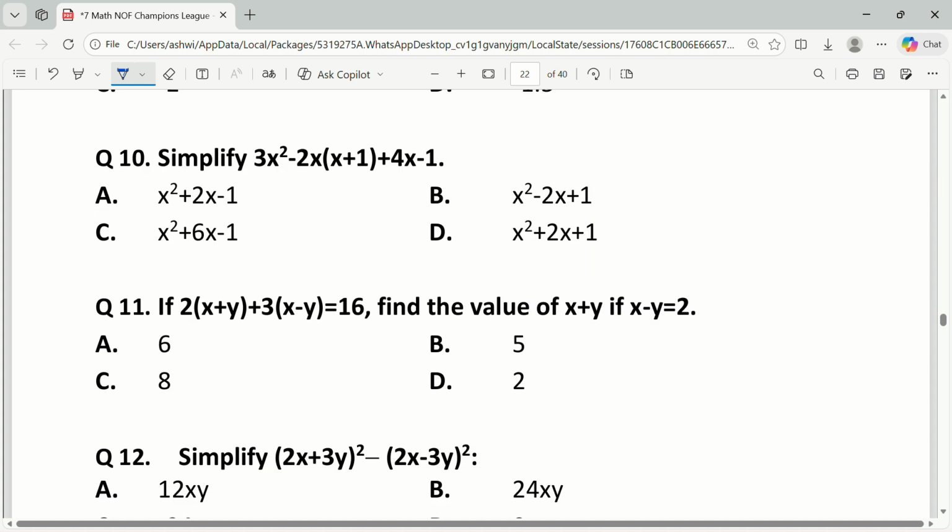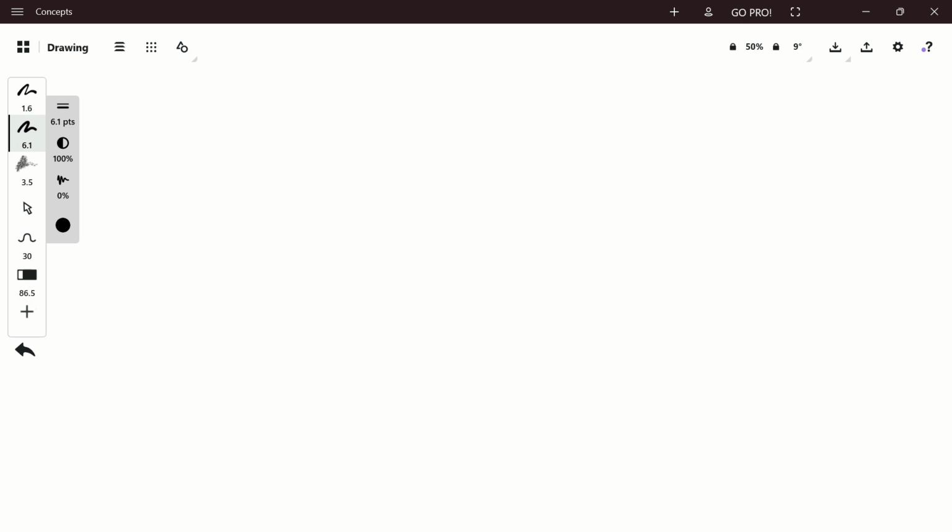Question number 10. Simplify 3x squared minus 2x(x + 1) + 4x minus 1. Expanding the expression, we have 3x squared minus 2x squared minus 2x + 4x minus 1.